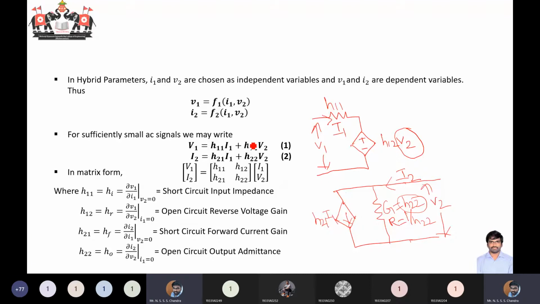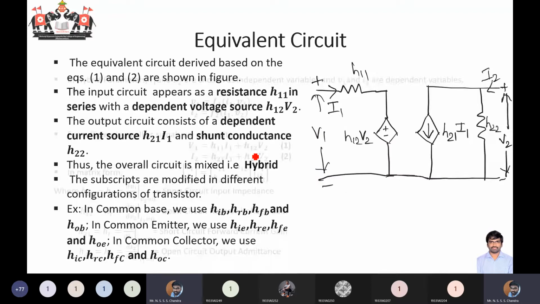Okay. So we are combining these two circuits in our transistor. So this is the equivalent circuit. For any transistor, we have three terminals. Out of these three terminals, one terminal is common. Okay, this will be a common terminal. So if it's a common base circuit, this will be the base terminal. This will be the emitter. This will be your collector terminal.